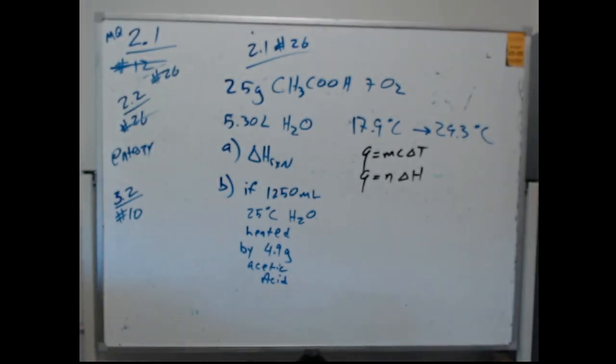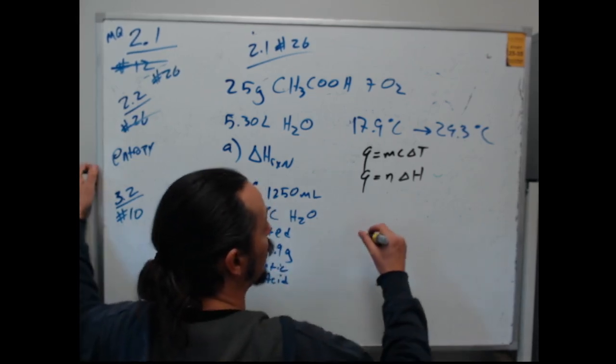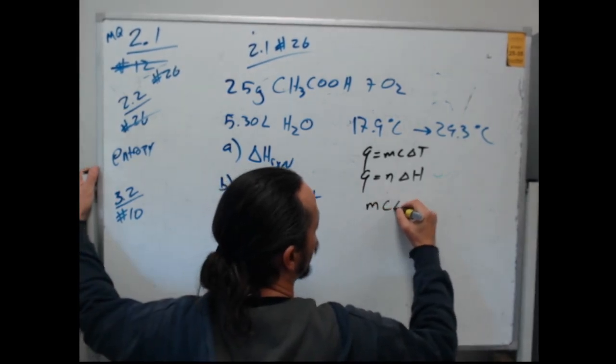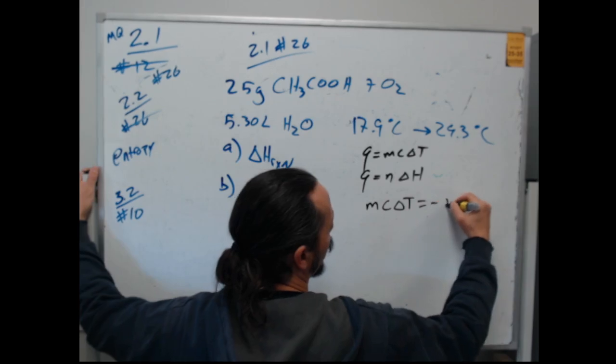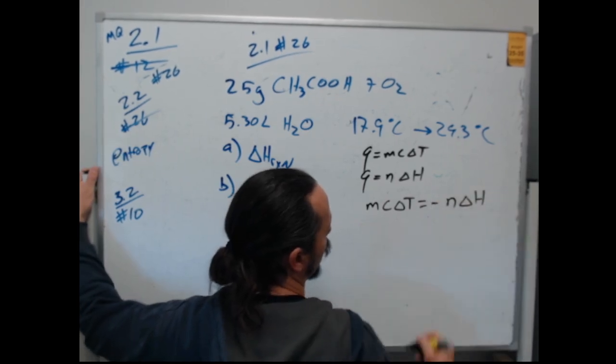Right, and so this is a sealed calorimeter where we are burning acetic acid in 5 liters of water. So it's just those two things. They're going to be in thermal contact with each other. They're going to be equal and opposite to each other. I'm going to end up with MC delta T equals negative N delta H.